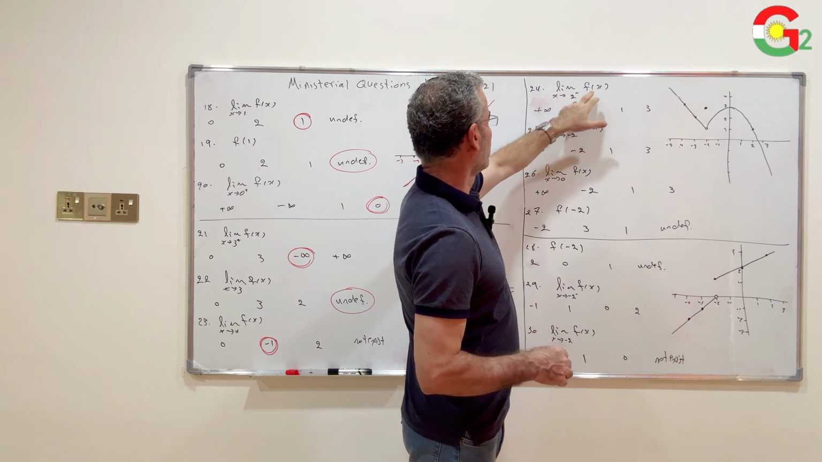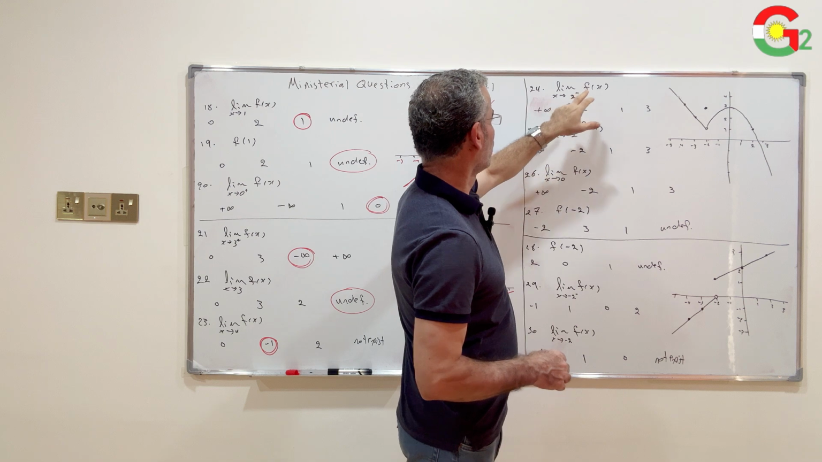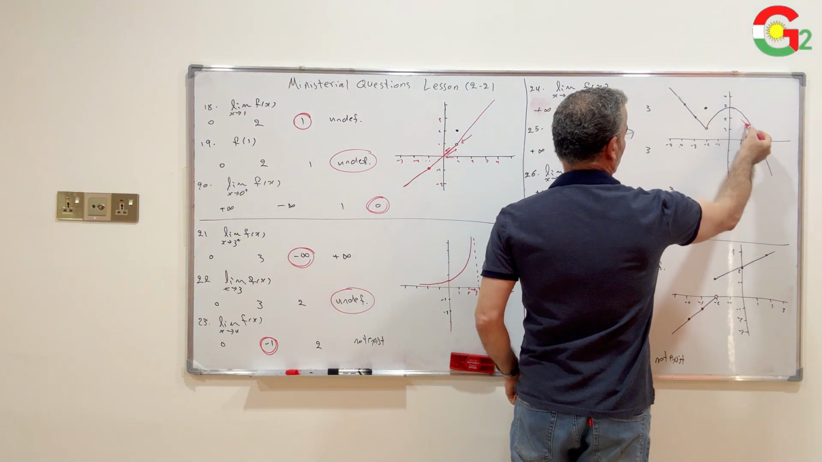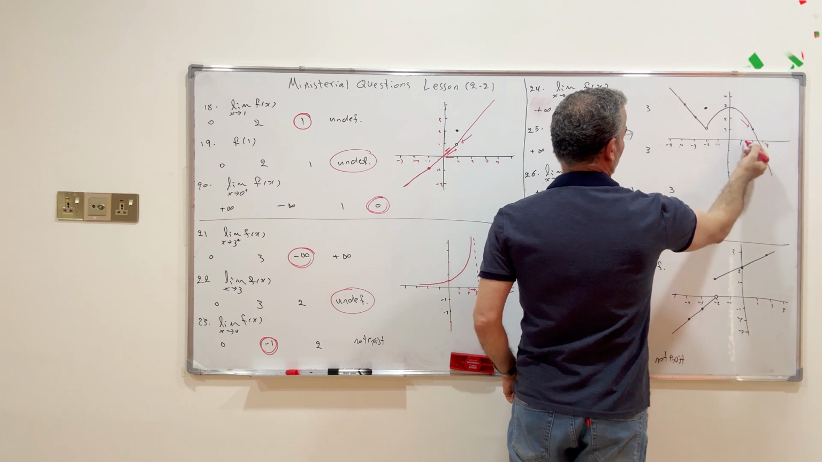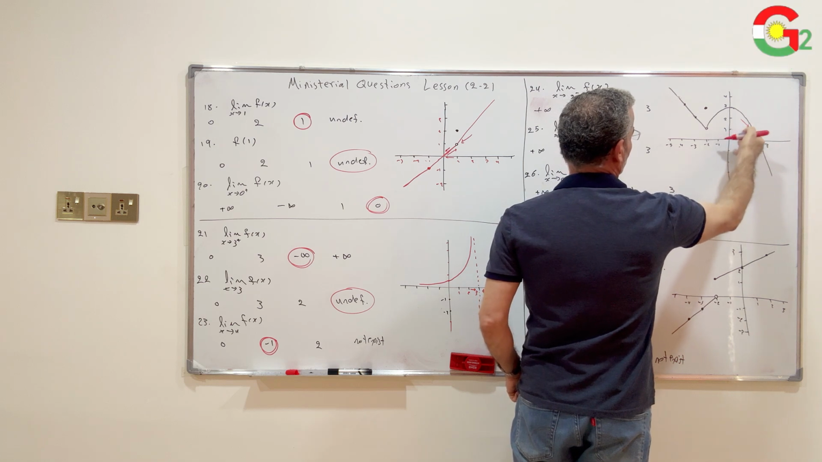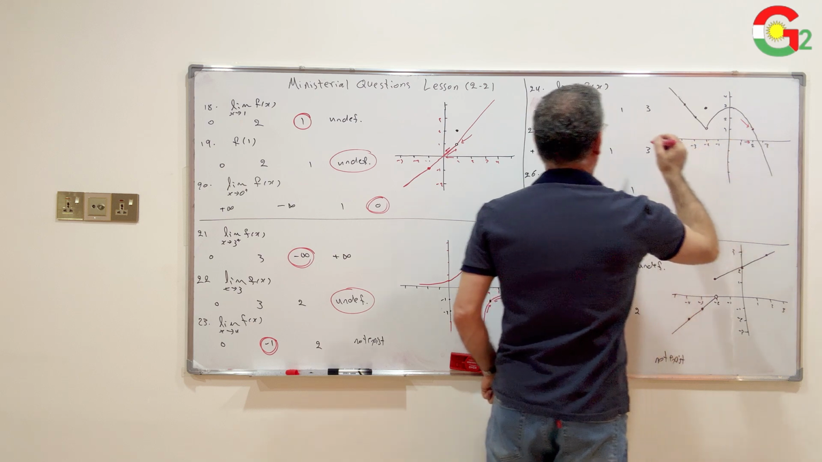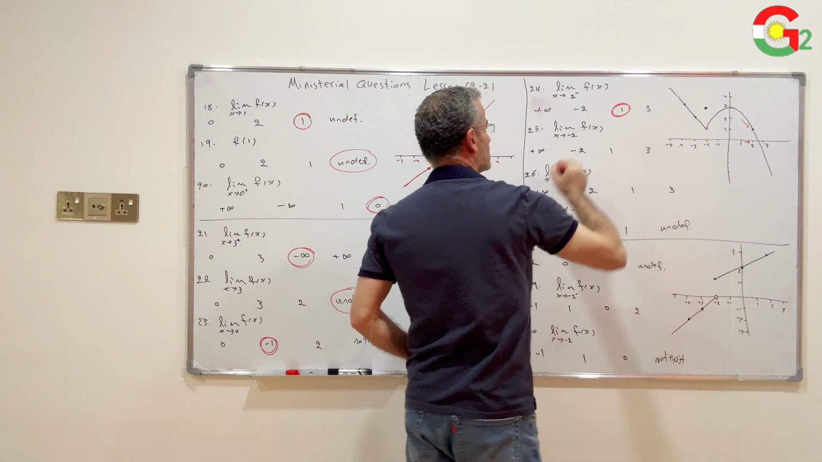Limit of f of x when x approaches 2 from left. This is 2. This is the left of 2. When x approaches 2 from left, f of x goes to 1, the y-coordinate of this point. Then the right choice is C.